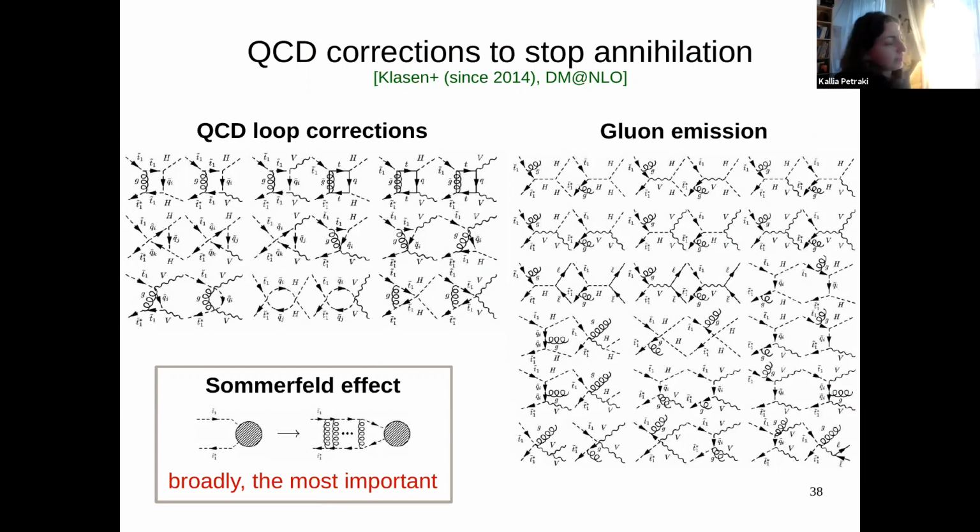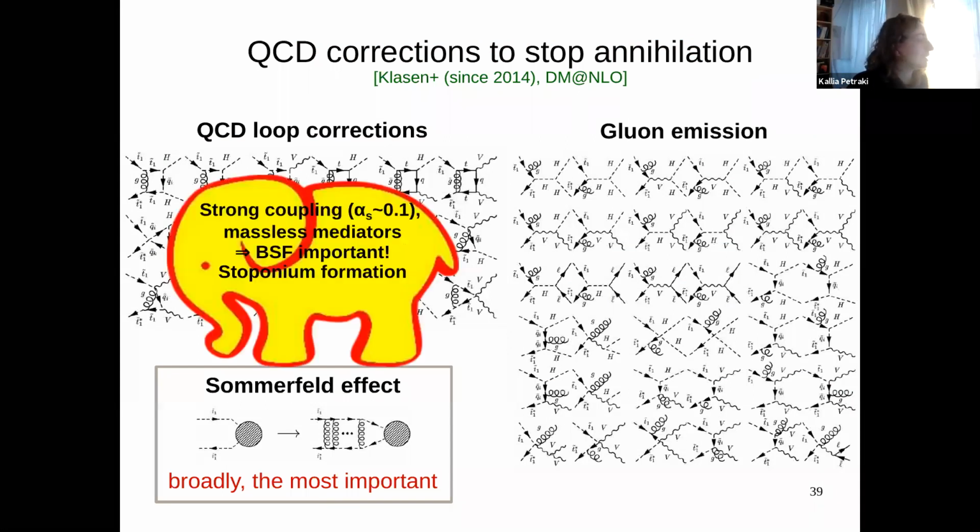Now, it turns out that of these effects that are hard to calculate, the Sommerfeld effect is probably the most important, broadly speaking. But if this is so, there's an elephant in the room, and the elephant is that if the Sommerfeld effect is important, then bound state formation is important. So we should really take into account the formation of stoponium and the decay of stoponium.